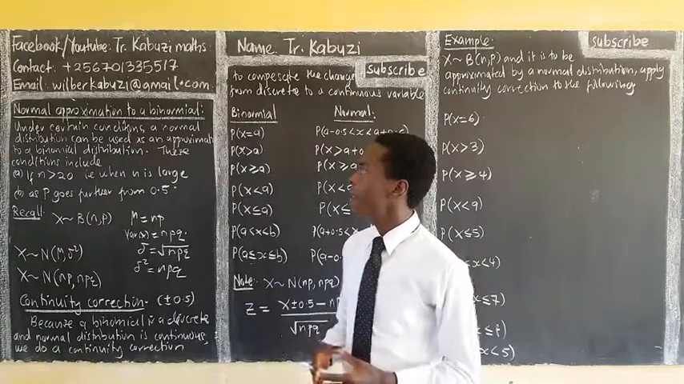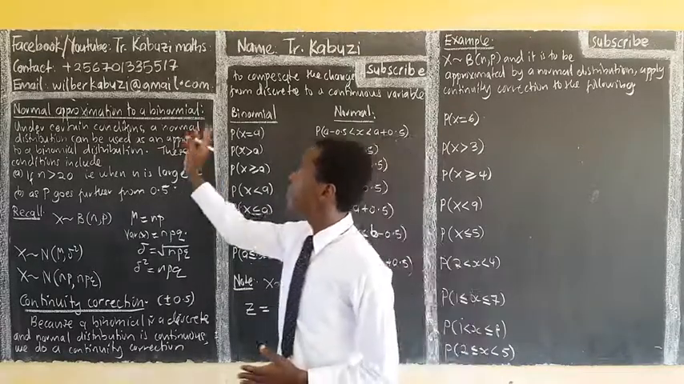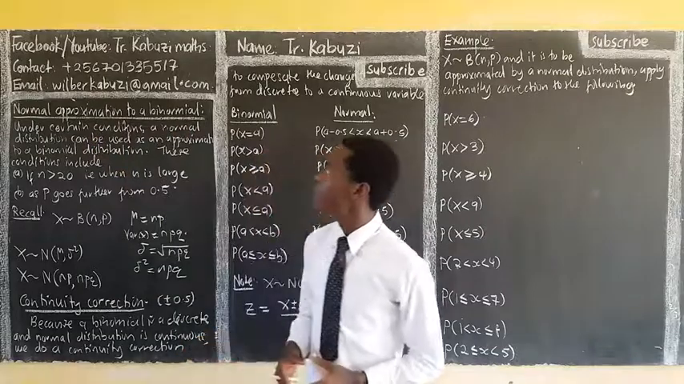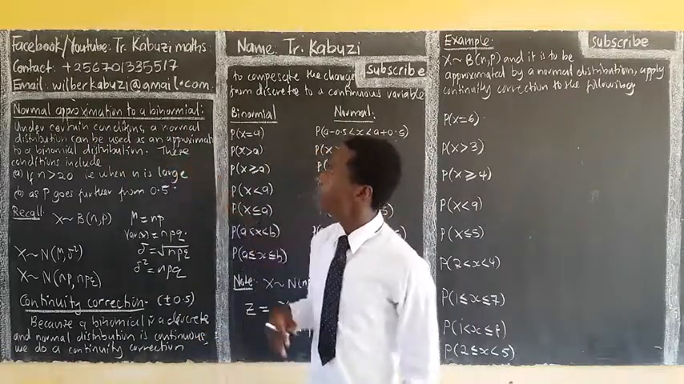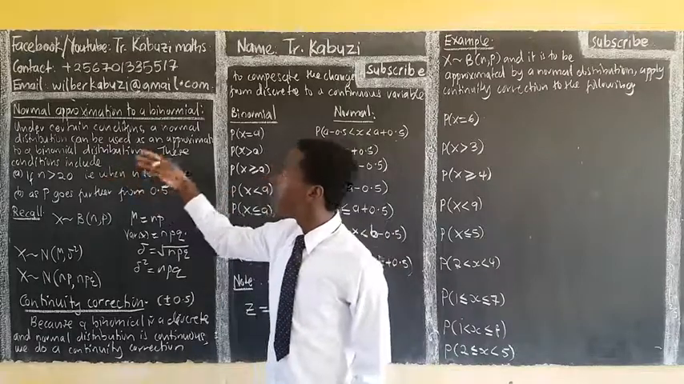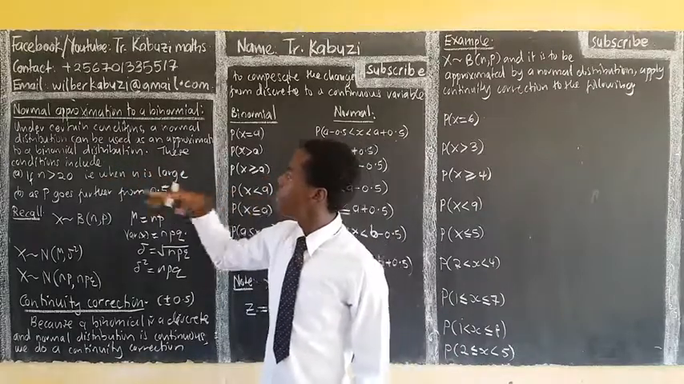Now, what happens with normal approximation to a binomial? We know what a binomial is, and now we know what a normal distribution is. Under certain conditions, a normal distribution can be used as an approximation to a binomial.